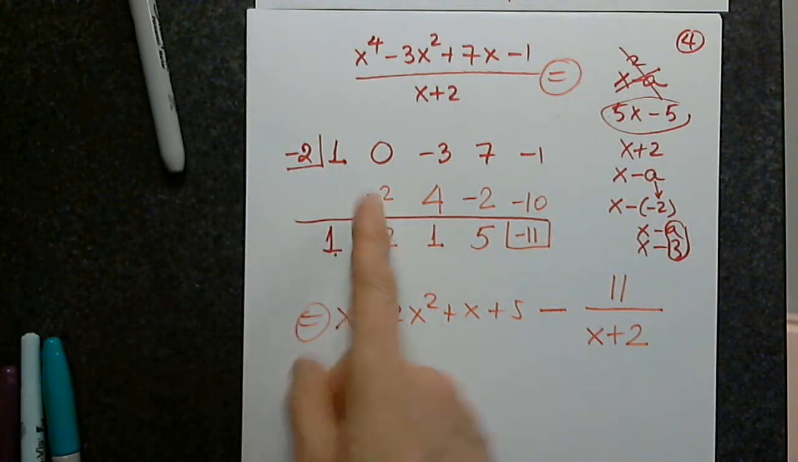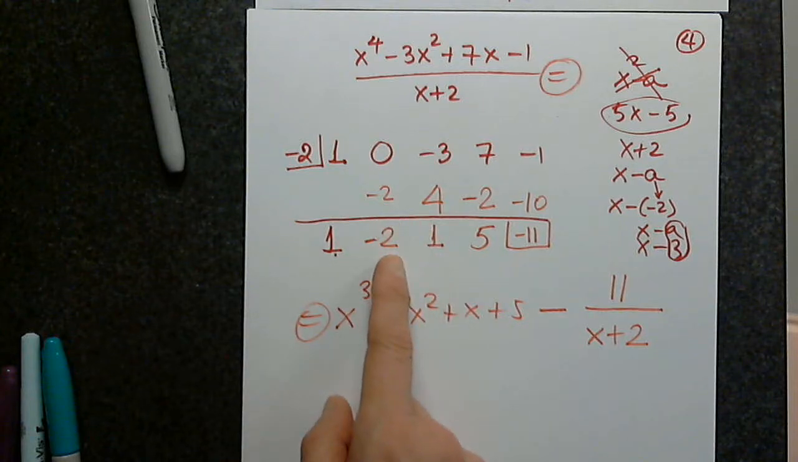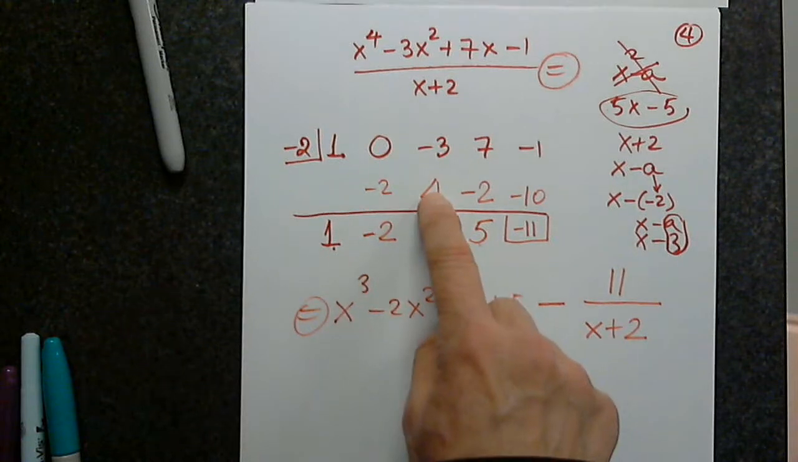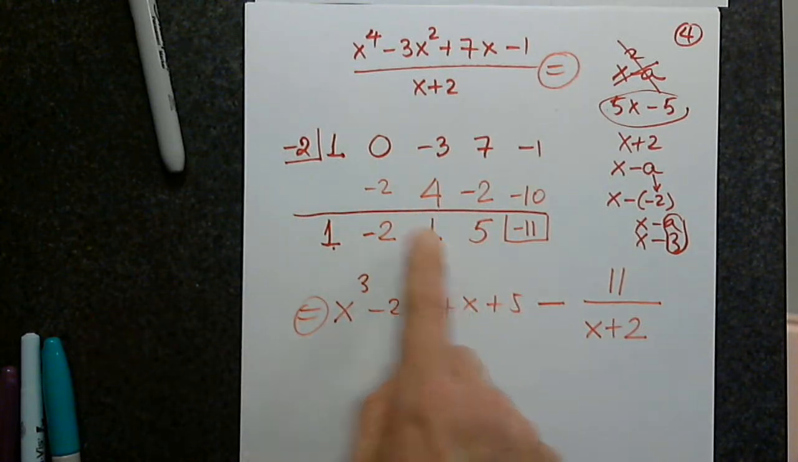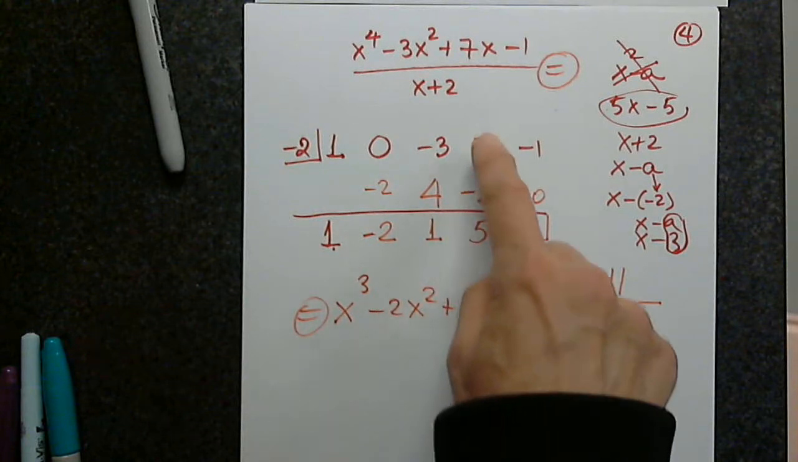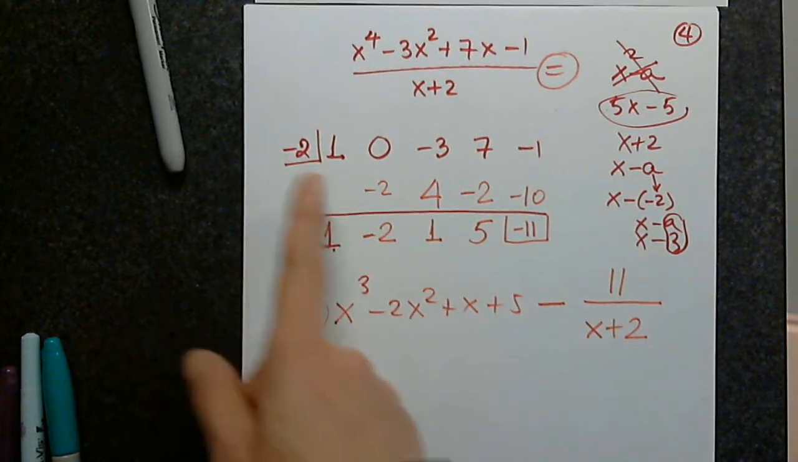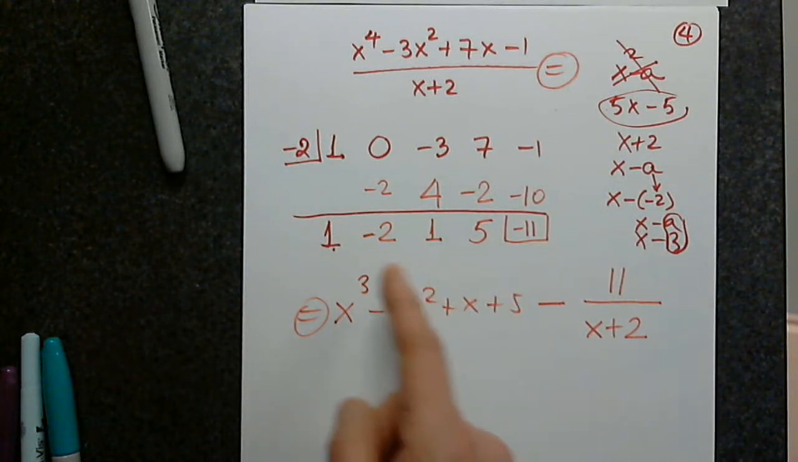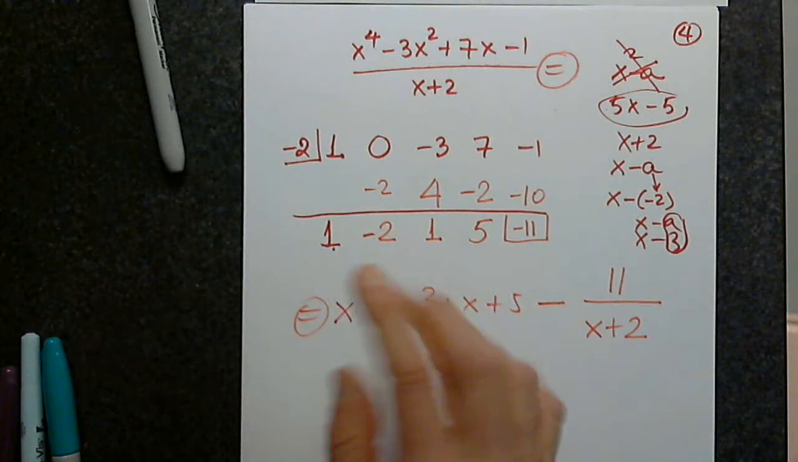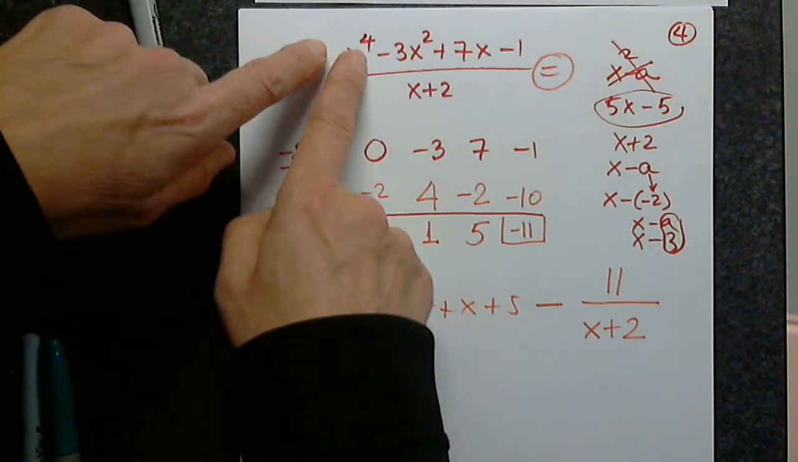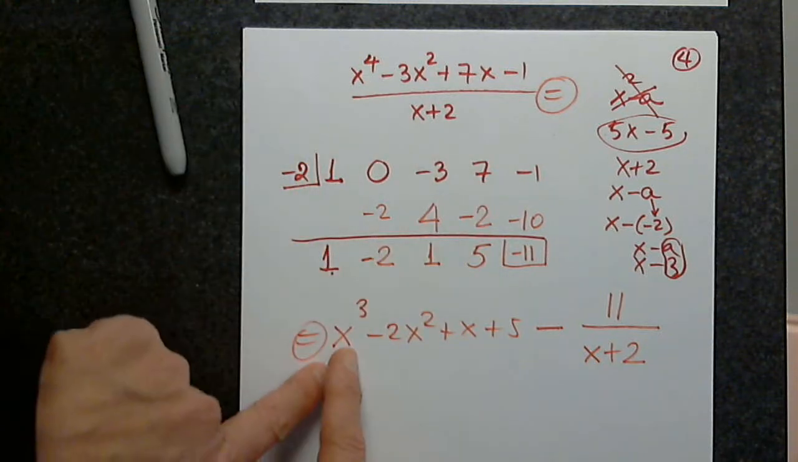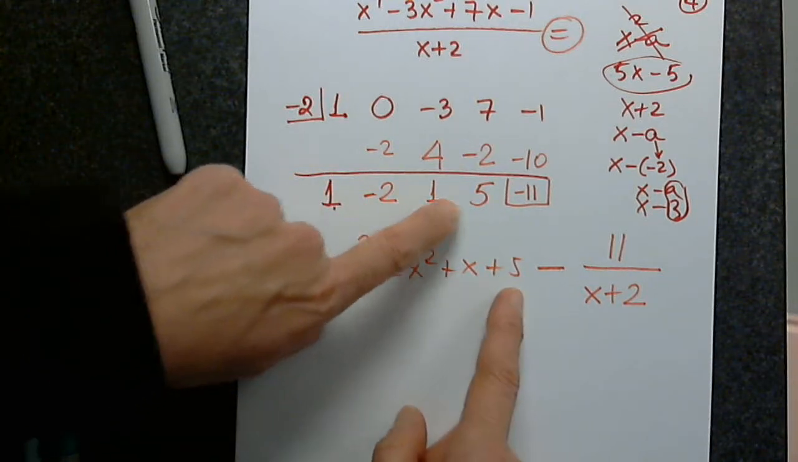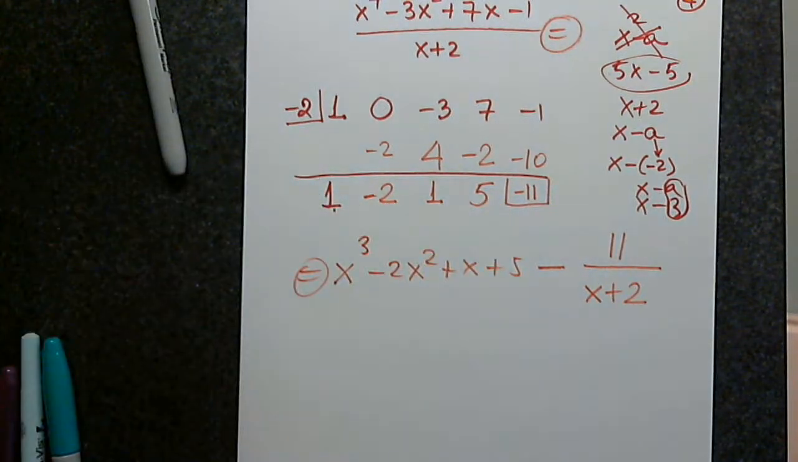Negative 2 times 1 is negative 2. 0 times negative 2 is 0 plus negative 2 is negative 2. Negative 2 times negative 2 is 4. Negative 3 plus 4 is 1. Negative 2 times 1 is negative 2. 7 minus 2 is 5. Negative 2 times 5 is negative 10, and when we add these, we get negative 11. This is the coefficient of x to the third, because there are 4 terms. Or you can say, when I divide degree 4 by degree 1, I have to get degree 3. It's mandatory. x cubed minus 2x squared plus x plus 5 minus 11 over x plus 2.